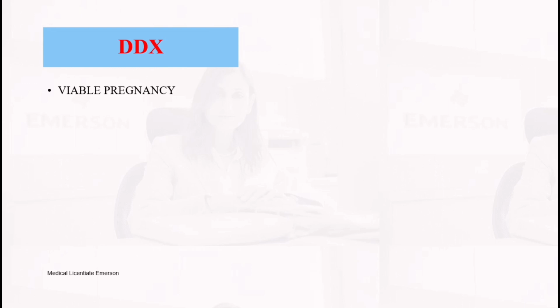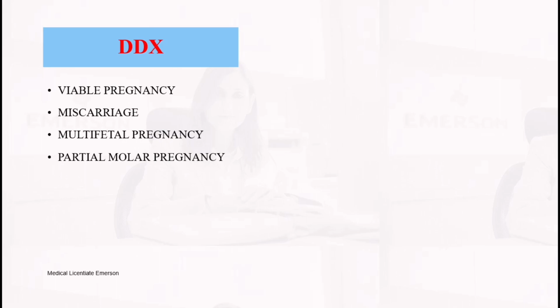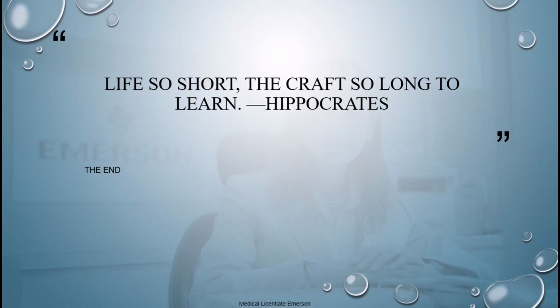Then some of the differentials we can have for IUFD: we can have a viable pregnancy, where we may not have detected whether the fetus is alive. Then we can have miscarriage, though here you have to know that there are a lot of types of miscarriage. For example, a complete miscarriage can't be a differential here, because there's nothing there and the ultrasound won't even detect anything. But there are those which make sense here for differential diagnosis. Then you can have multifetal pregnancy, and then partial molar pregnancy. And that's the end of the story.